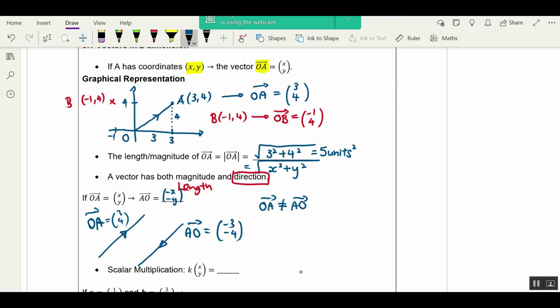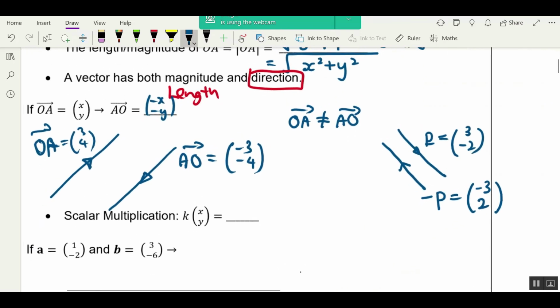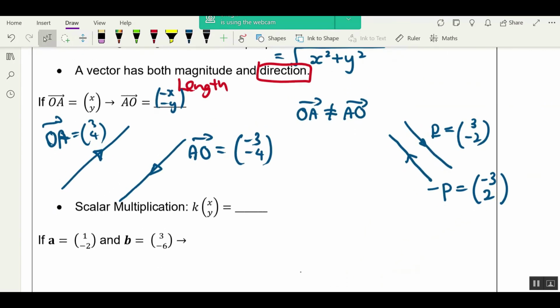Let's say P is in this direction, and it is 3, -2. I draw something in the opposite direction, but it must be exactly the same length. The only difference is that it points in the opposite direction. Negative P is going to be -3 and 2. Give the negative to both the x and the y. So this is the meaning of having magnitude and direction for a vector.